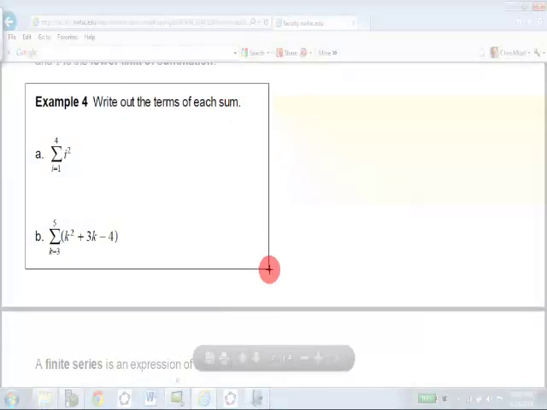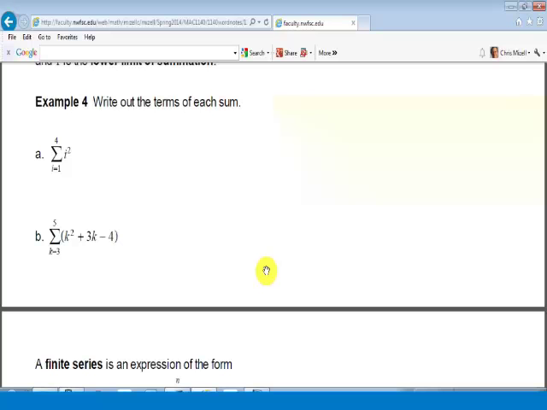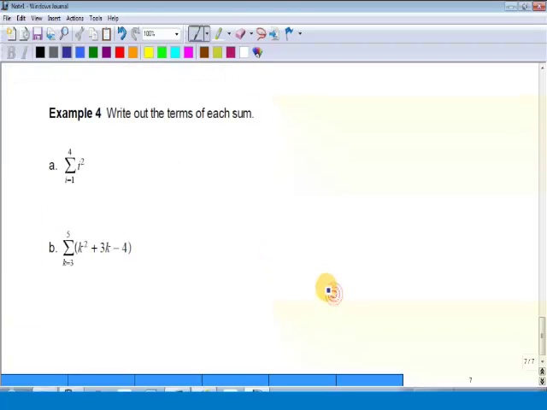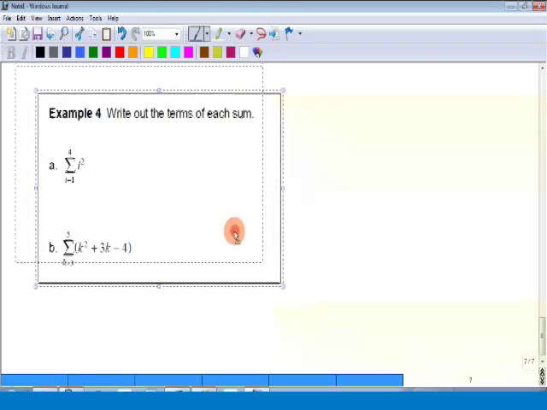So example 4, we want to write out the terms of the sum and see exactly what numbers we're supposed to add up. And then maybe we'll add them up, or maybe we'll ask the calculator to add them up for us. Did not mean to do that, but close enough. Scoot it back up there.